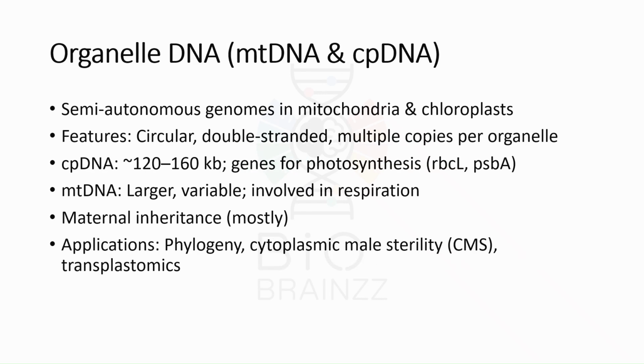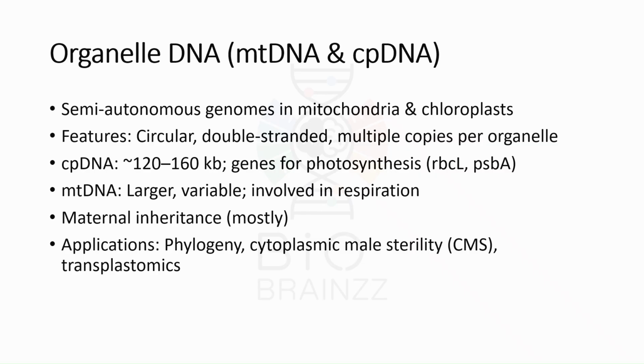Organelle DNA refers to the genetic material present in mitochondria (mtDNA) and chloroplasts (cpDNA), which function as semi-autonomous systems within plant cells. These genomes are circular, double-stranded, and present in multiple copies per organelle. Chloroplast DNA typically ranges from 120 to 160 kb and encodes genes essential for photosynthesis, while mitochondrial DNA is larger and involved in respiratory functions.